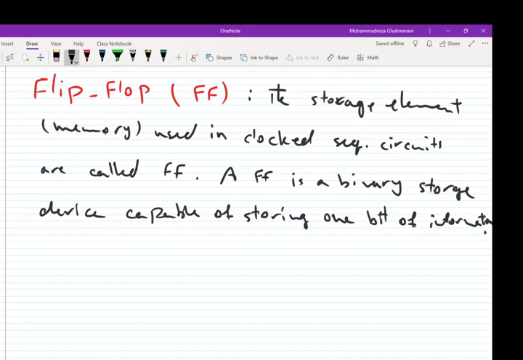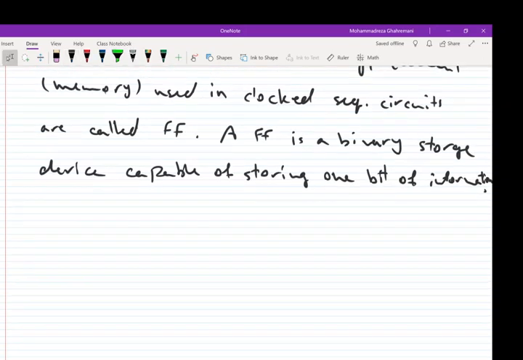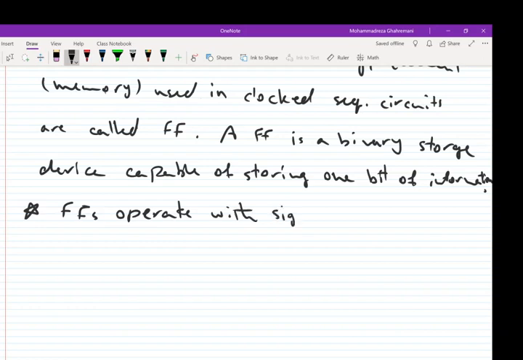Okay, by the way, we should know that the flip-flops operate with signal transitions. It's very important. So let me just write it here. Flip-flops operate with signal transition. Okay, what does it mean? Let me tell you.